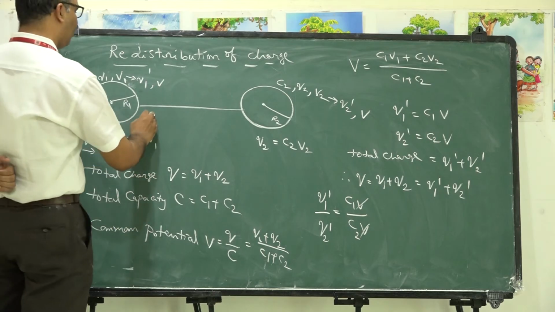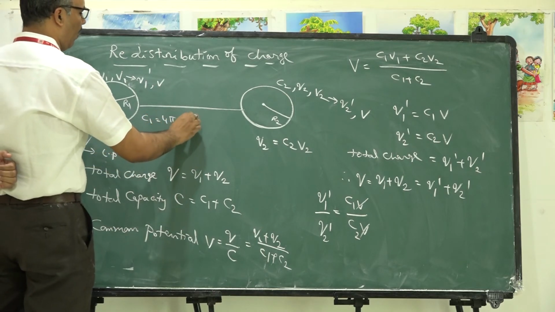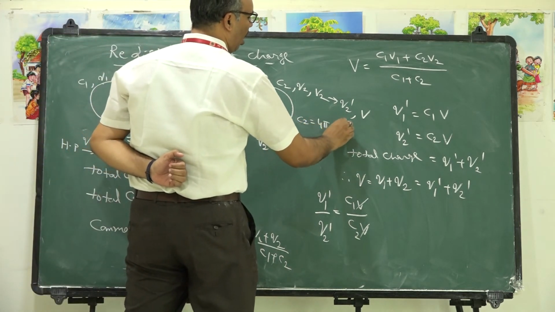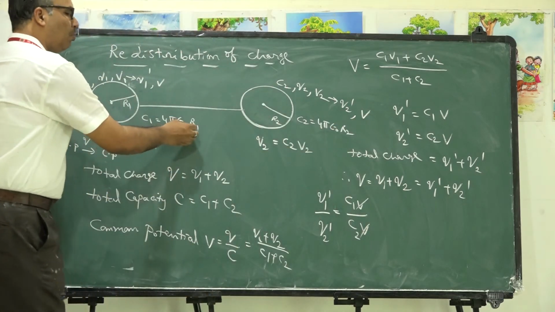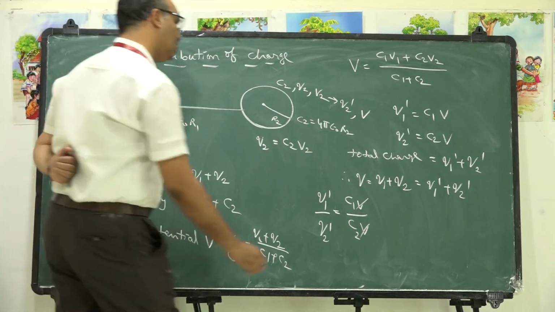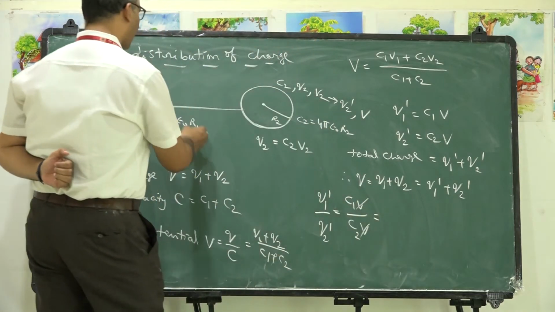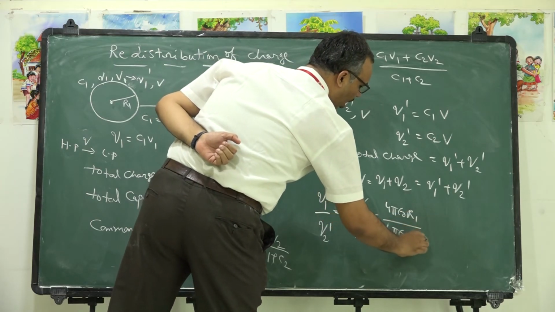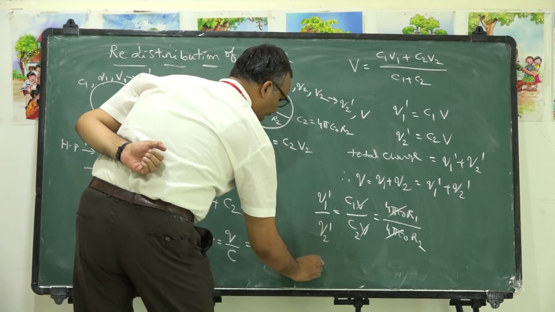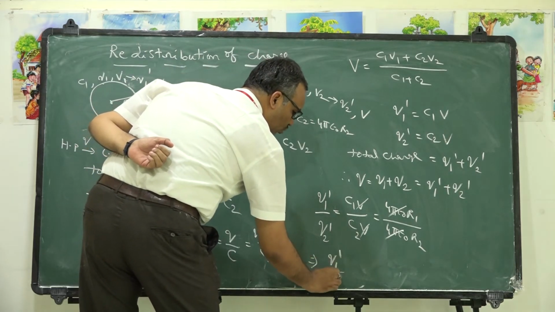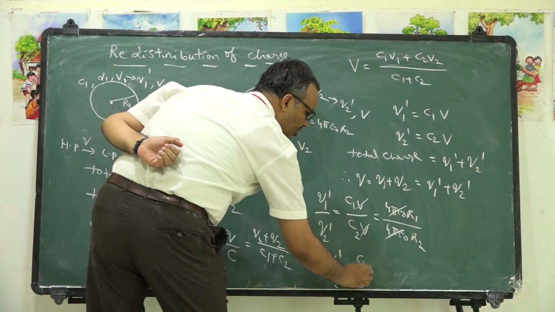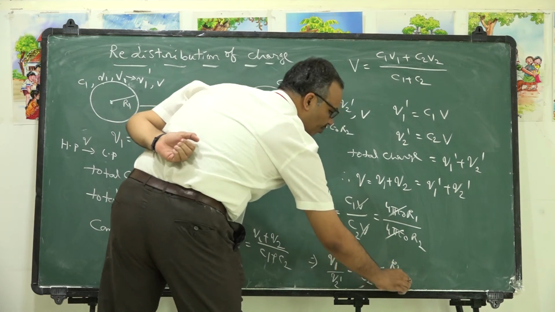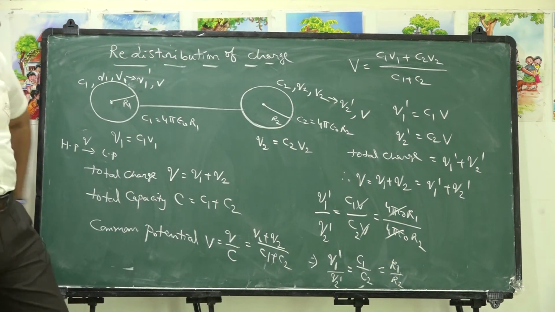You know that the capacitance of the first sphere is given by 4 pi epsilon naught R1. Capacitance of the second sphere is given by 4 pi epsilon naught R2. So capacitance is proportional to radius. As capacitance is proportional to radius, in place of C1 I can write 4 pi epsilon naught R1 by 4 pi epsilon naught R2. The 4 pi epsilon naught gets cancelled. Finally, the conclusion is like this: the ratio of final charges is equal to the ratio of their respective capacities, that is equal to the ratio of their respective radii. For solving so many problems, we use this relation.